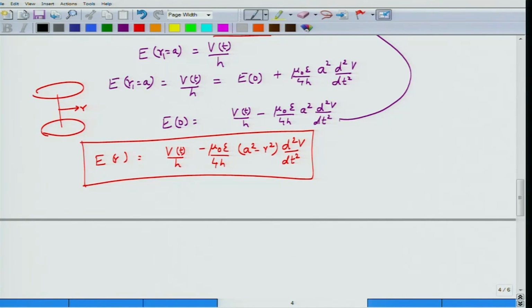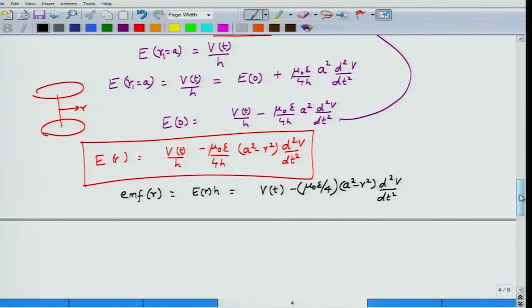The EMF in fact is given by E of r into h. So, we can write this as EMF at any r, that would be given by the electric field magnitude E of r into h, which will be equal to V of t minus mu 0 epsilon by 4 times A square minus r square times d square V by dt square. So, as long as you have d square V by dt square changing with respect to time, then you will have an EMF which is different.